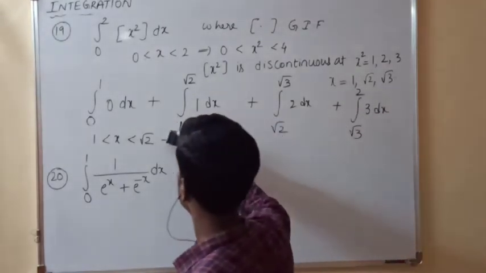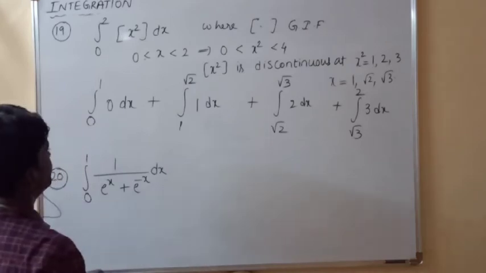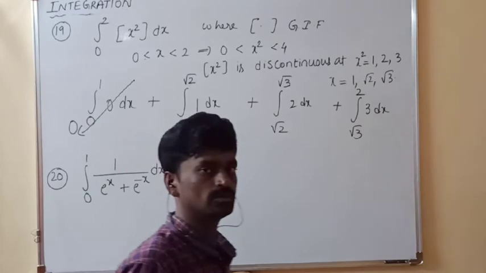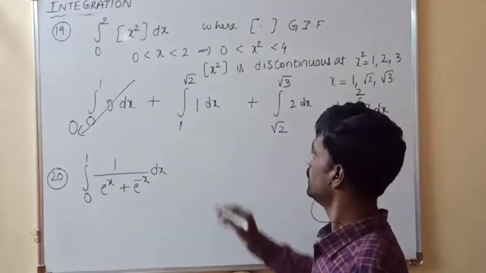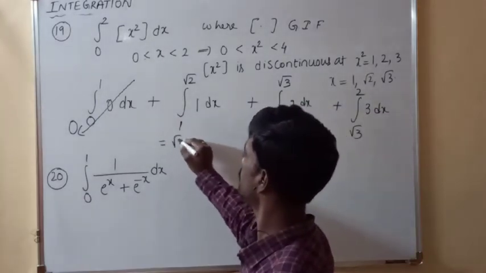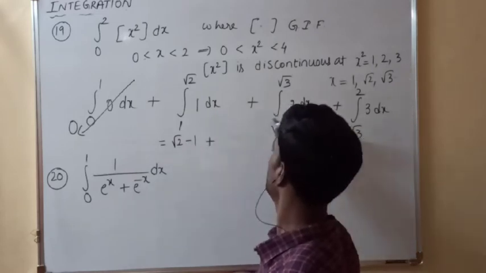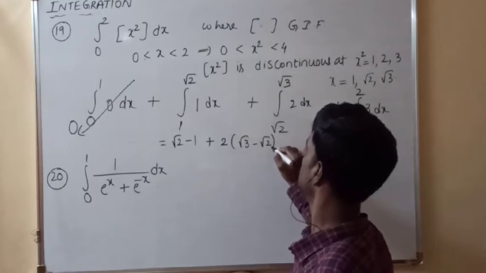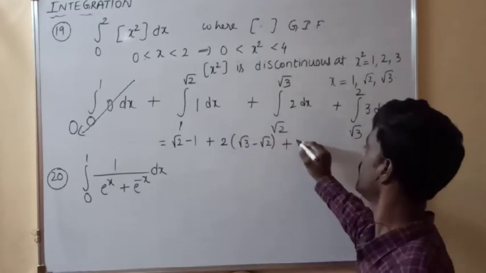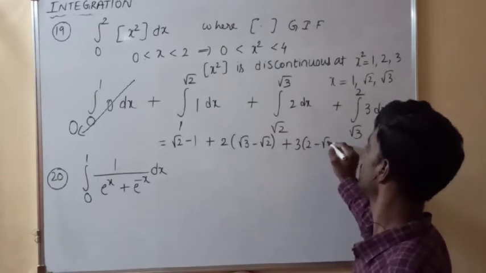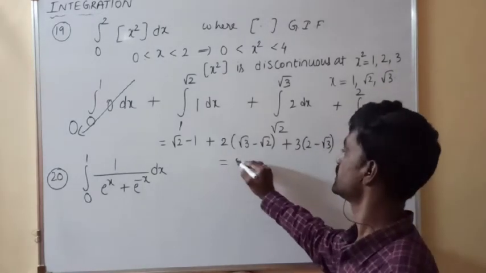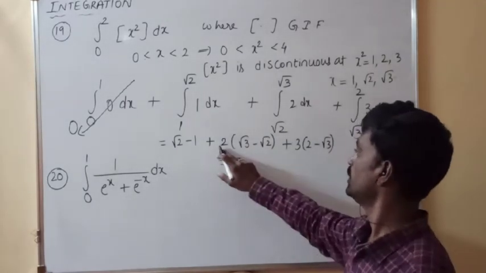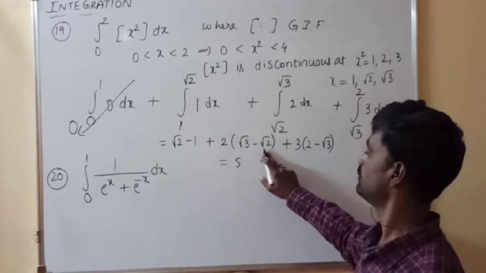Okay, now integrating. Integral 0 to 1 of 0 dx is 0 only. Now here if you integrate and apply the limits you will get root 2 minus 1. And here you will get 2 times of root 3 minus root 2. And here you will get 3 times of 2 minus root 3. So thus the answer is 3 twos are 6, minus 1, 5. Root 2 in root 2, 2 into minus root 2, minus 2 root 2.